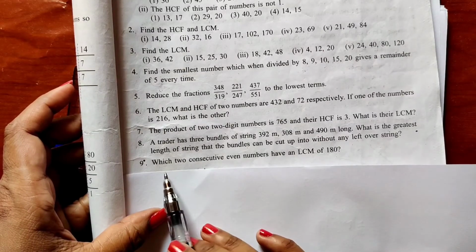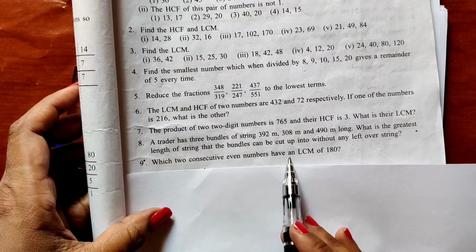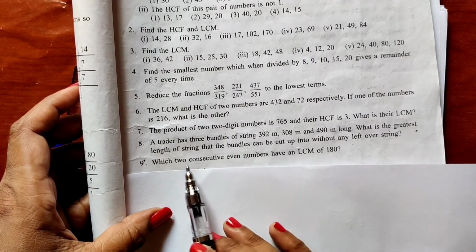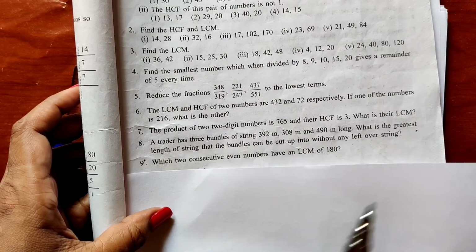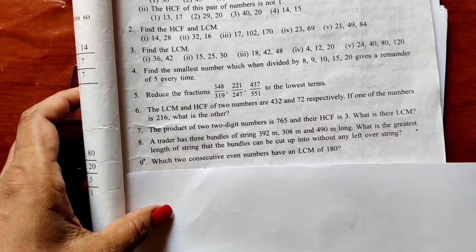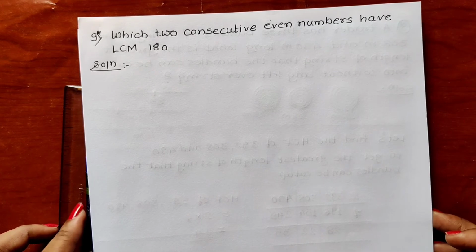Now see this last sum. We have to find which two consecutive even numbers have an LCM of 180. We have to find two consecutive even numbers whose LCM should be 180. Okay, so for that we should first know what we mean by consecutive even numbers. So let us solve our sum.